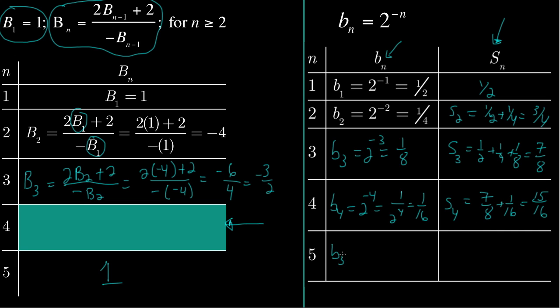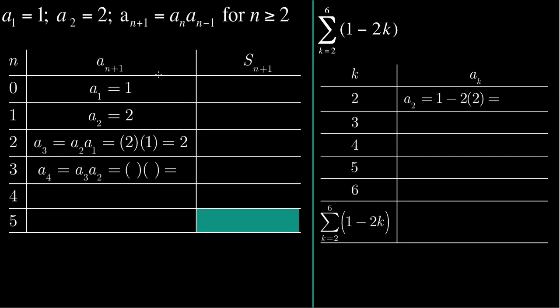And then finally, the fifth term in the sequence is 2 to the -5th, which is 1 over 32. The fifth term in the series is the sum of the first 4 plus 1/32, so I've got 15/16 plus 1/32, which winds up equaling 31/32. So that's our first example of both a sequence and a series side by side.